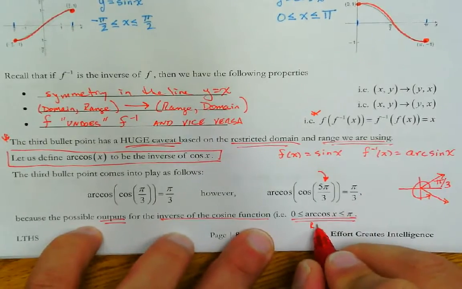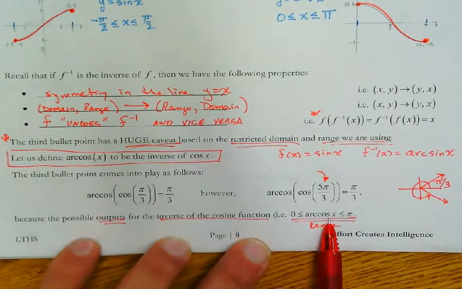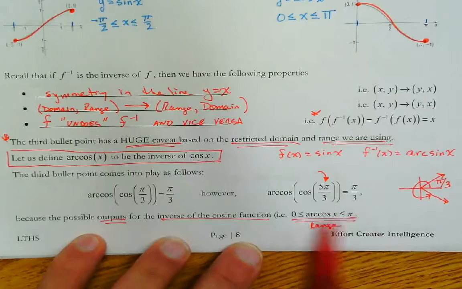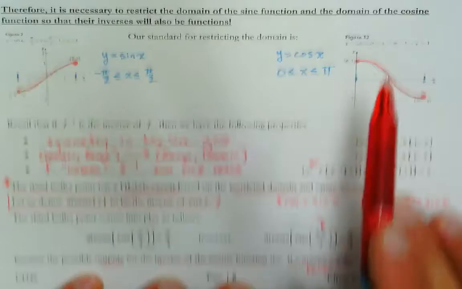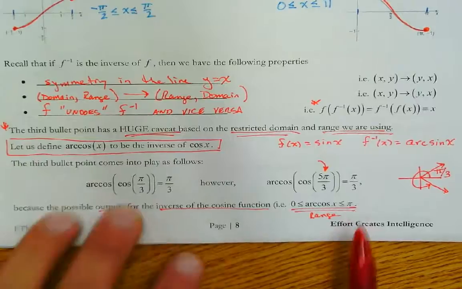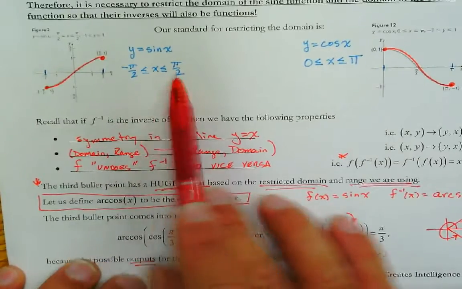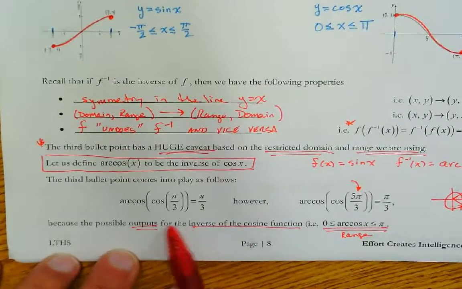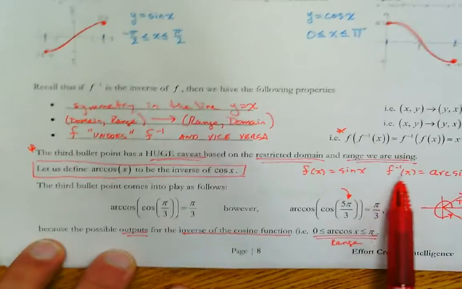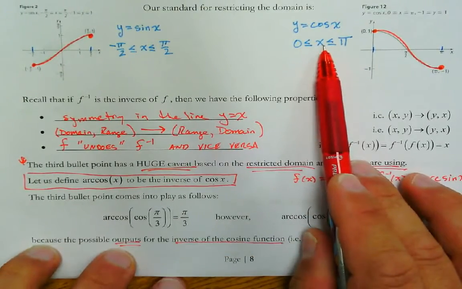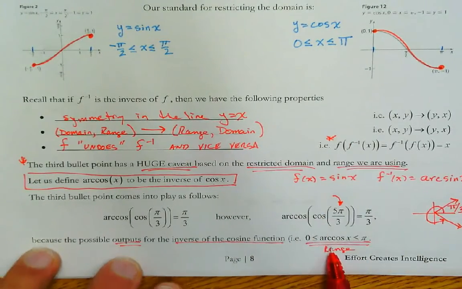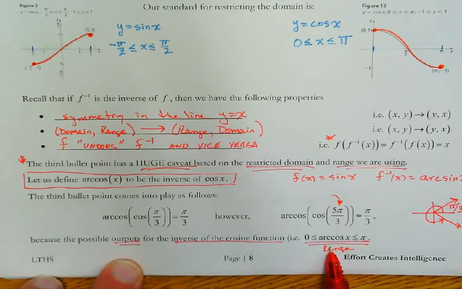The range of the arc cosine is that restricted domain that we had earlier. This restricted domain is the range for the arc cosine, and this restricted domain ends up being the range for the arc sine. So very, very important: we restrict the domain on the function, and it becomes this restricted output for the inverse.